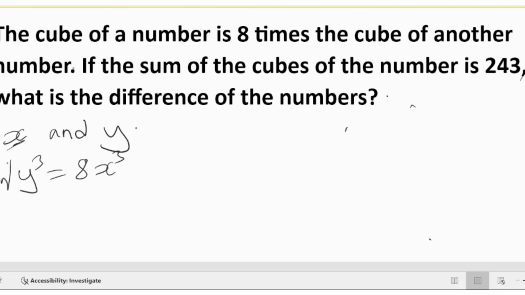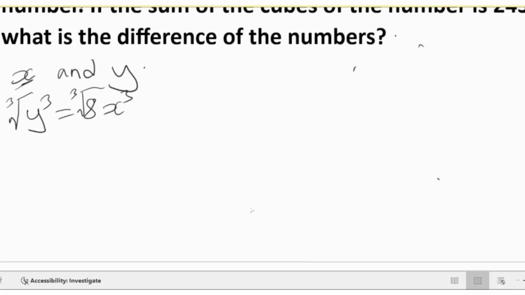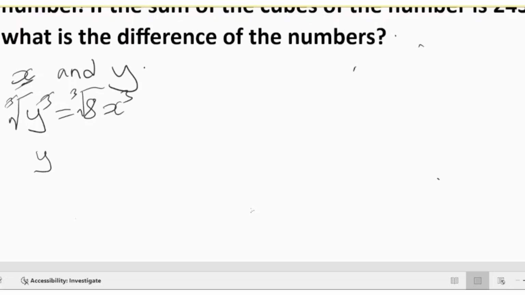Therefore, we find the cube root this side for us to simplify these equations. And it will be y cubed, of course, this one will cancel out with this one, and we will be left with y is equal to the cube root of 8, which is 2, and the cube root of x cubed is x. And this is our first equation.